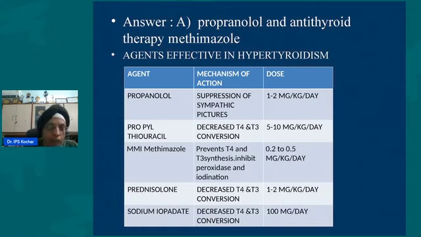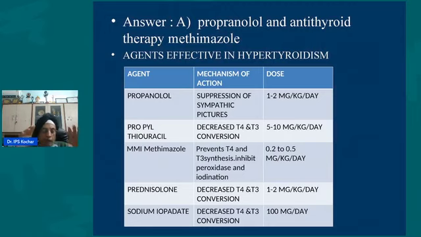So therefore it inhibits peroxidase and iodination. And the dose is 0.2 to 0.5 milligram per kg per day. Then prednisone decreases T4 to T3 conversion, at 1 to 2 milligram per kg per day.